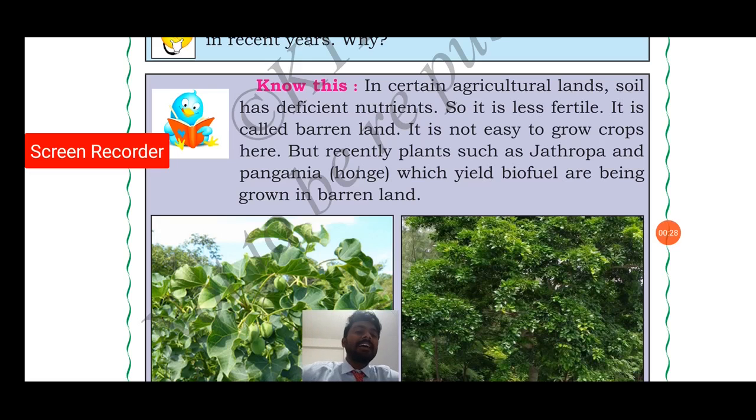In barren land, the nutrients are deficient. It means they are present in very small portions, very low amounts. The soil has deficient nutrients, so it is less fertile, and it is called barren land. So it is not easy to grow crops here.